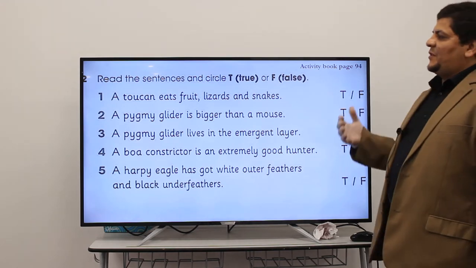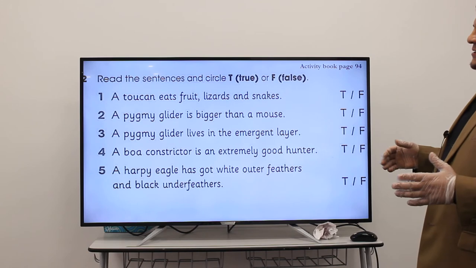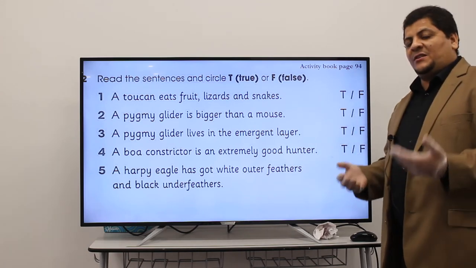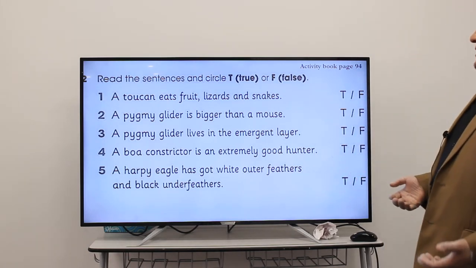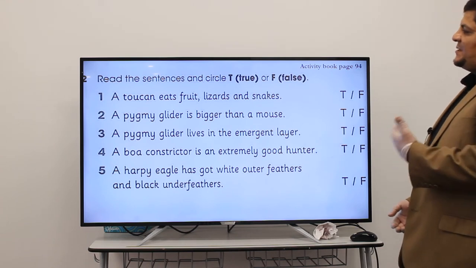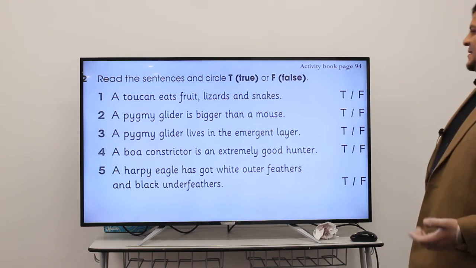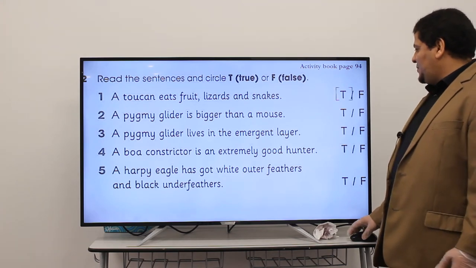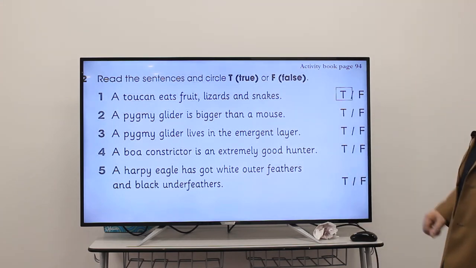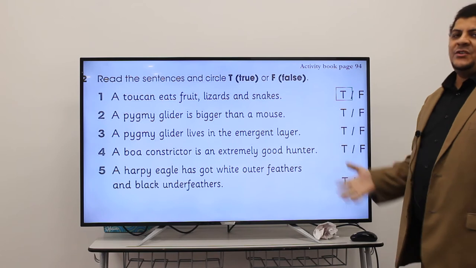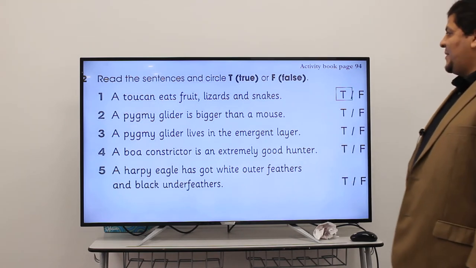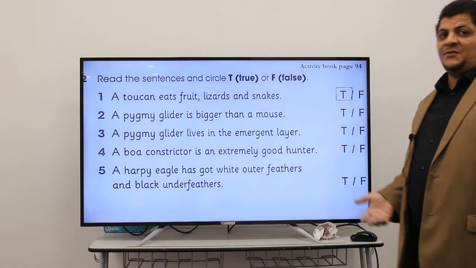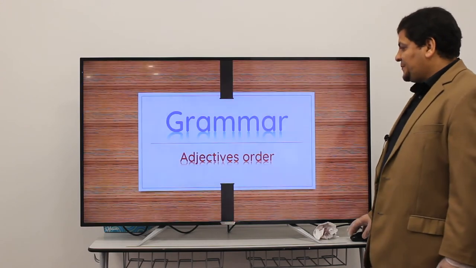This is a true or false, but you need first to read. Once you read, you understand, and then you start answering. A toucan eats fruit, lizards, and snakes. Is that true or false? I'm going to answer one for you, and you are going to complete the others by yourself. And remember, you have answers by the end of this video.